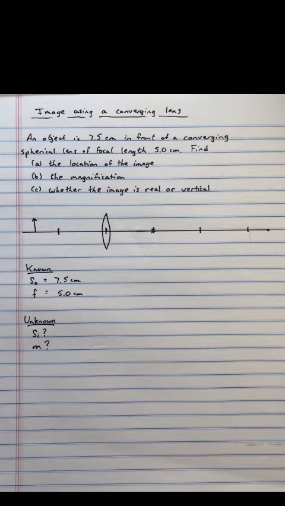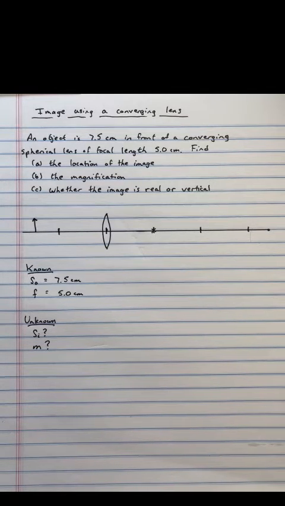Today we're taking a look at the image you get by sending light through a converging lens. Specifically, I'll have an object some 7.5 centimeters in front of a converging spherical lens that has a focal length of 5 centimeters. We want to find out where the image is going to be located and the magnification of the image, and then address the question whether the image is a real image or a virtual image.